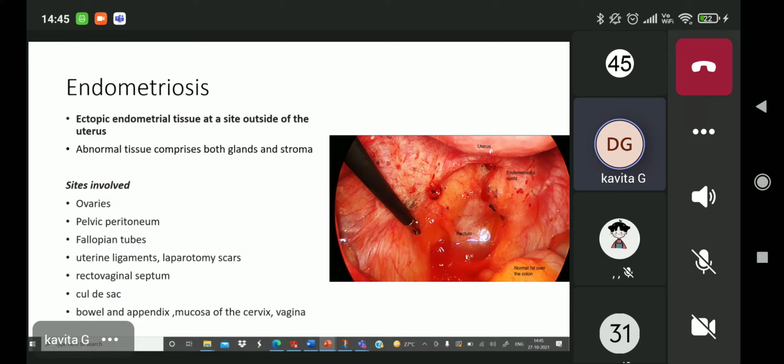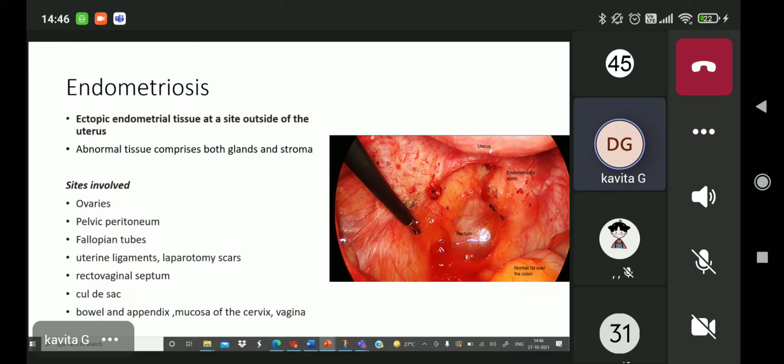The problem is that sometimes when we receive the samples for histopathology, we cannot see that. Sometimes the stroma is missing. Sometimes you even see one chunk of gland here or there. So it becomes very difficult to diagnose at times. On the right, you can see what this is. This is a laparoscopic image.